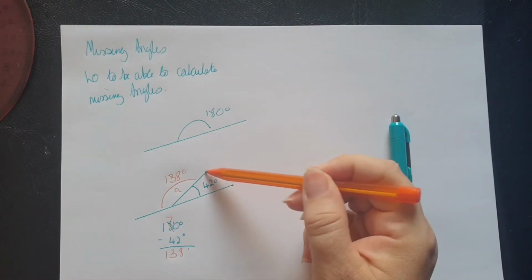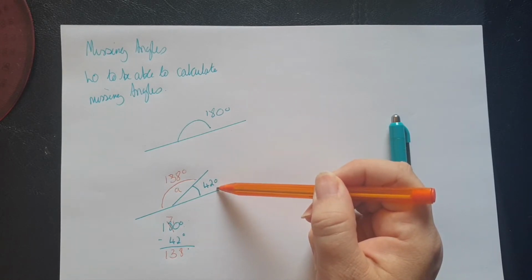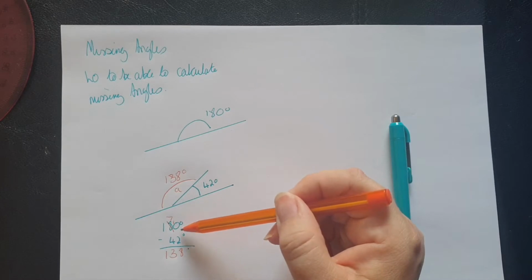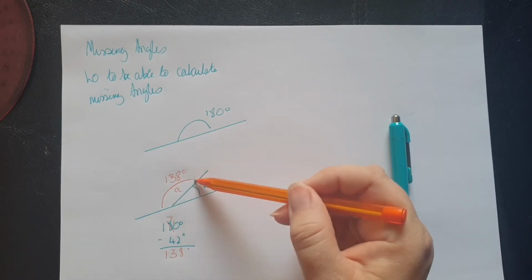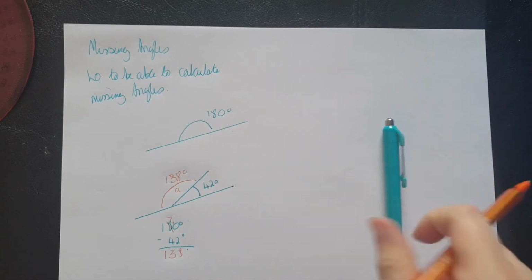So to recap, we already know that a straight line is 180 degrees. If we know what part of that turn is, if we take this away from the 180, we can find out the remaining angle, the missing angle. It's there.